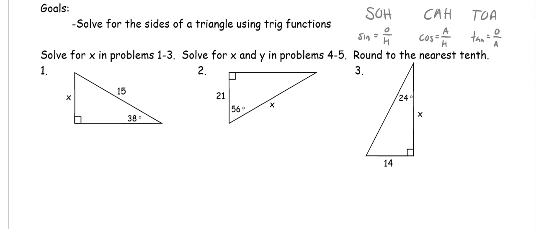So we're going to solve for x in problems 1 through 3 and solve for x in problems 4 and 5, always rounding to the nearest tenth. Anytime you're finding the side, you always want to round to your nearest tenth.